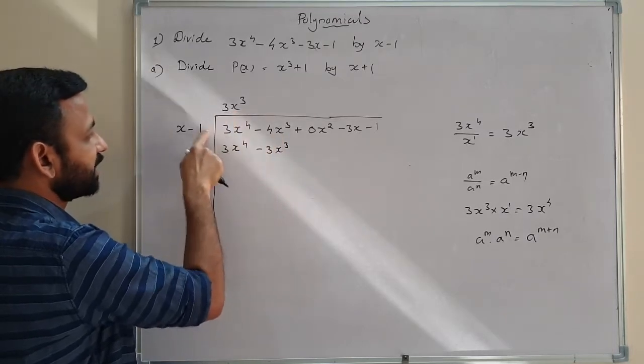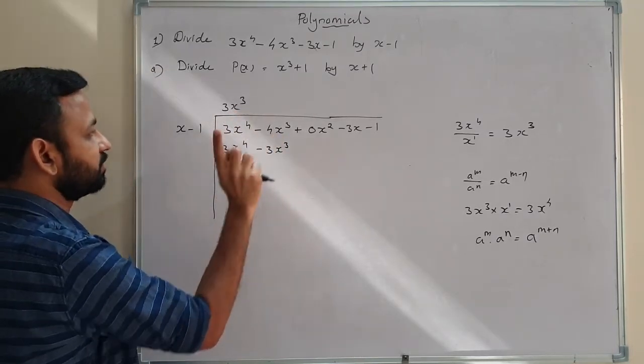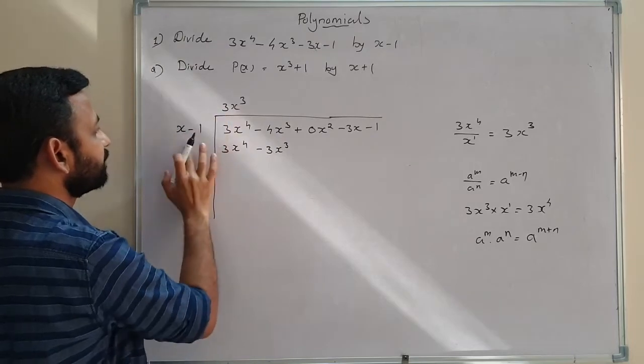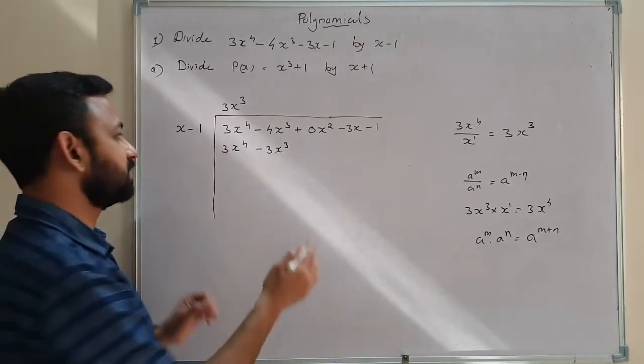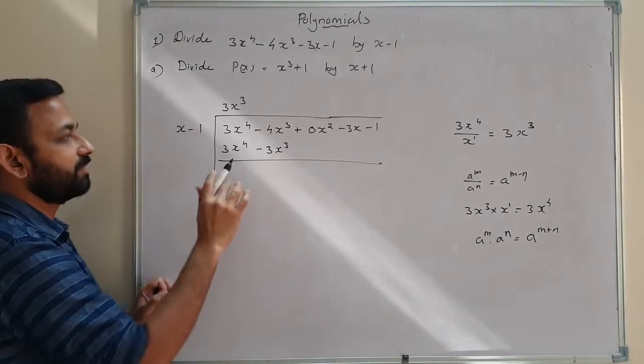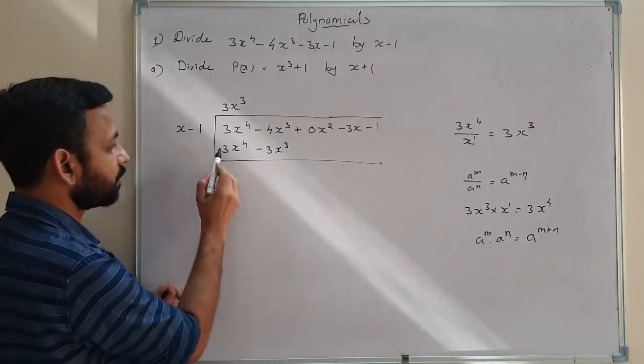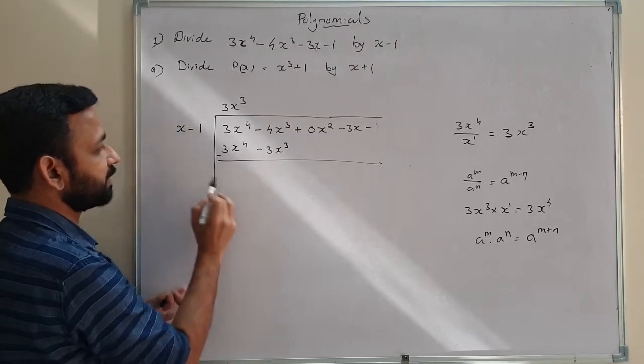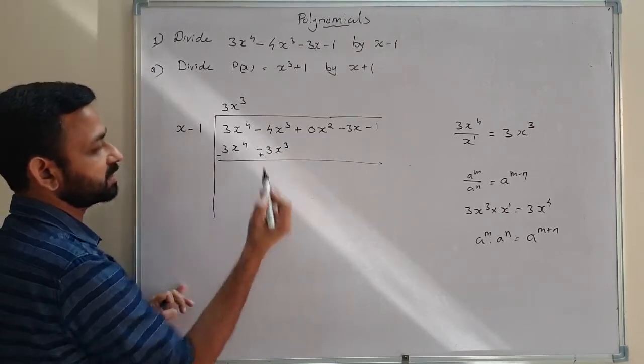So 3x cube into minus 1, that is minus 3x cube, below the x cube term. Now we have only two terms, we multiplied both the terms. So now we are going to find the difference between them. When we find the difference, we keep the opposite sign. If it is plus, keep minus. If it is minus, keep plus.